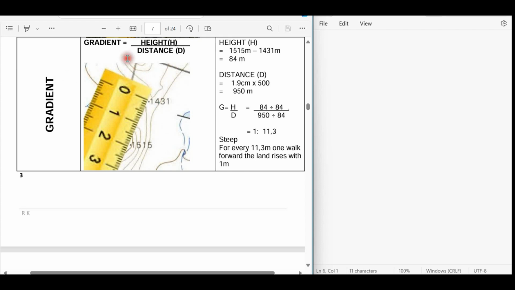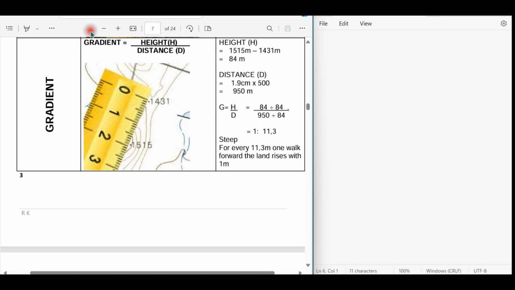The reason why most of the time when you are calculating the gradient, you find that there are many contour lines between or around the spot heights that you are supposed to calculate the gradient. Now, the gradient simply tells us how steep a straight line is, or how gentle the straight line is. Gradient is actually used to calculate the slopiness, the steepness or the gentleness of the slope.